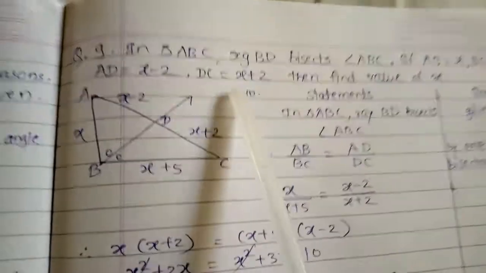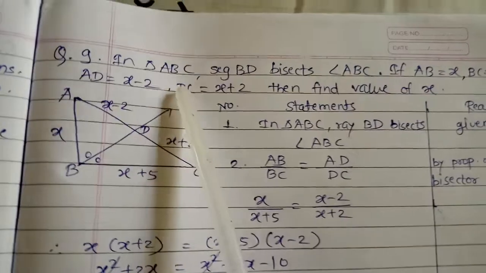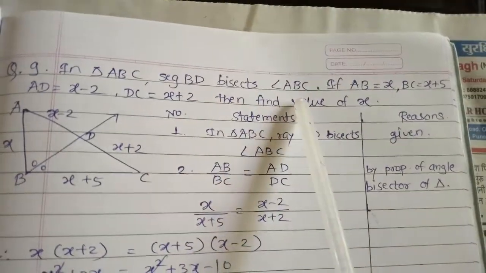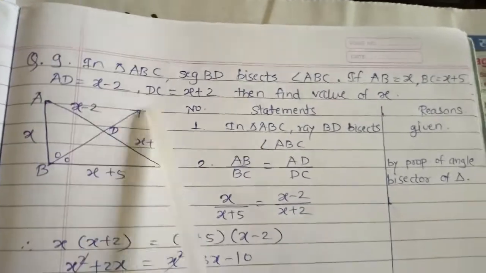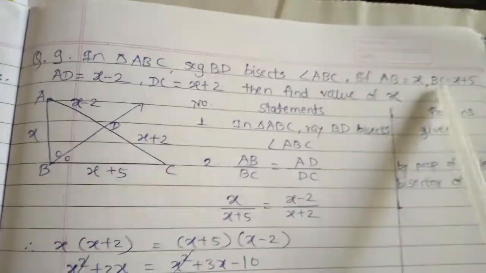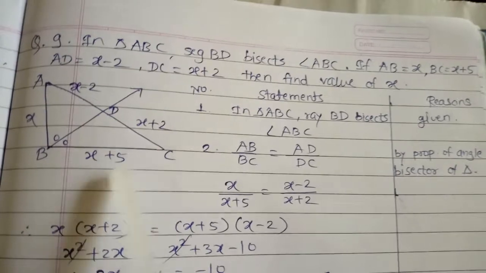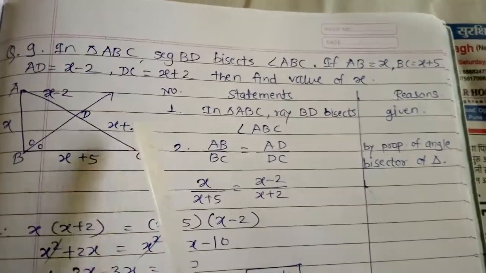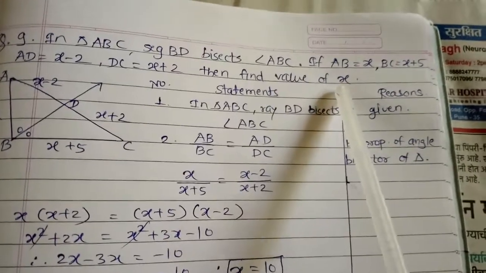Now question number 9. In triangle ABC, segment BD bisects angle ABC. Again here we have to use the angle bisector property. AB is X, BC is equal to X plus 5, AD is X minus 2, and DC is X plus 2, and we have to find out the value of X.